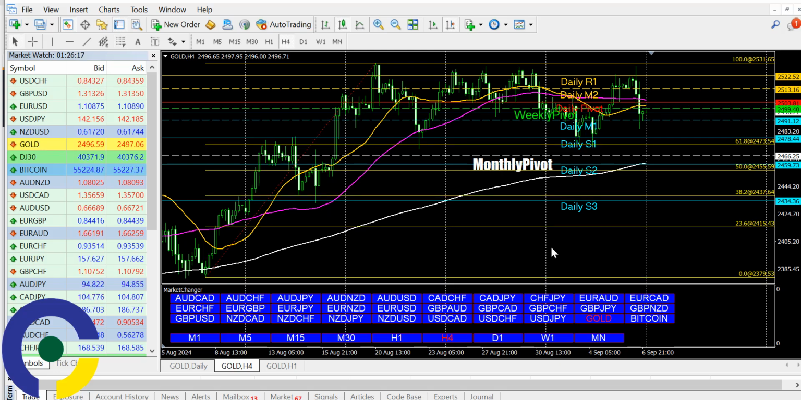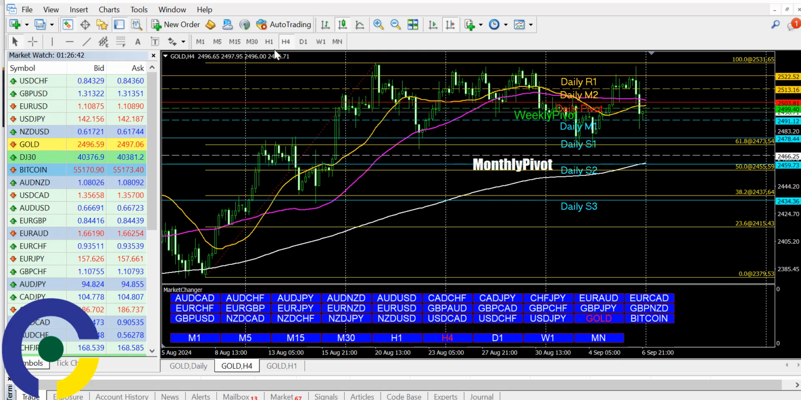All right, so 50% retracement, 200 period moving average, they have a confluence around 2,455 all the way to 2,460. So you want to watch it. If gold drops to this point, look for a signal to buy around here. Okay, that's number one.